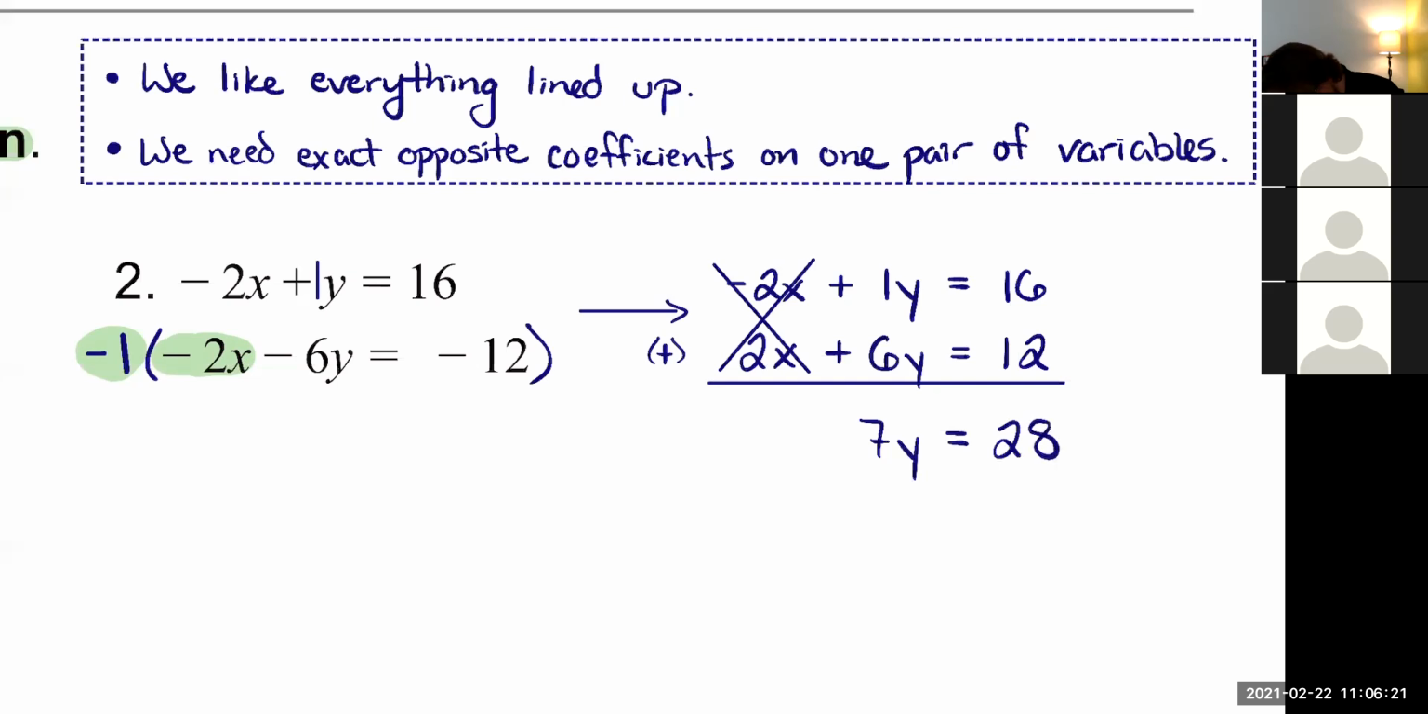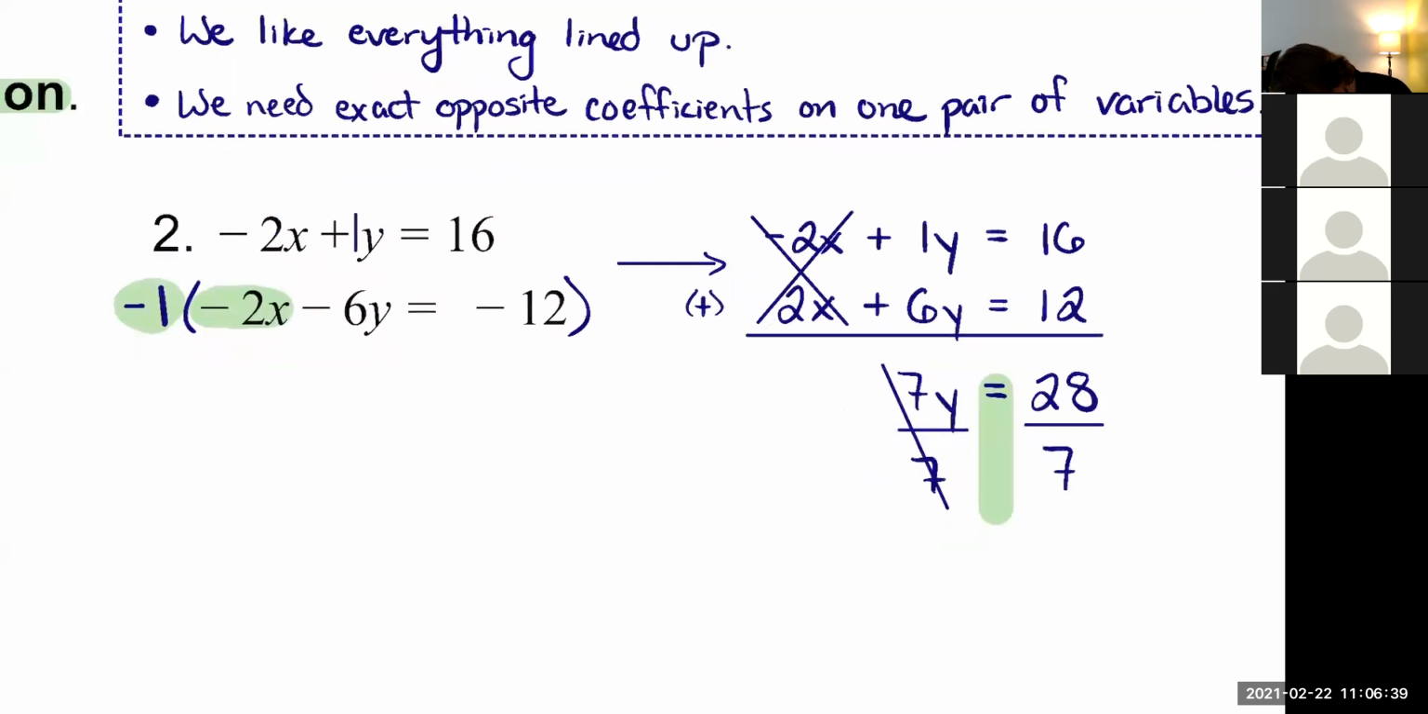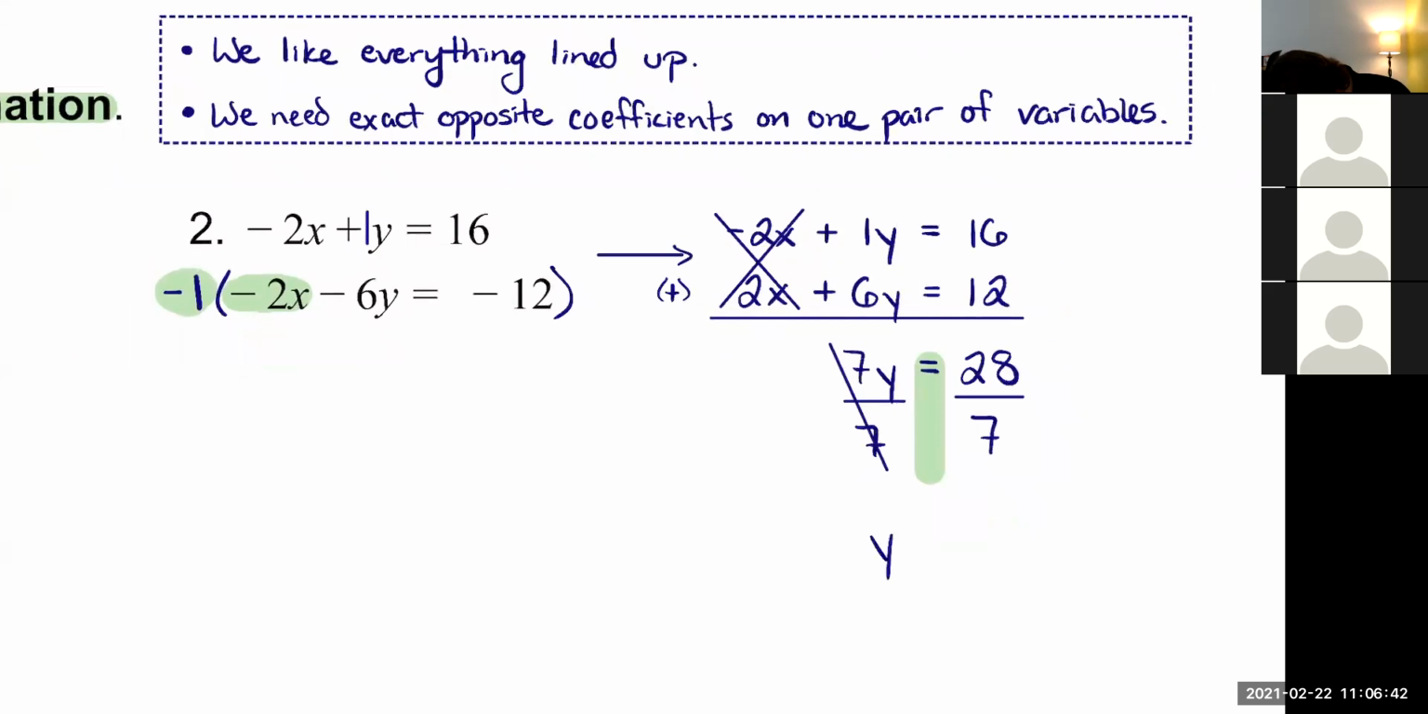And what I'm left with is a one-step equation which I could solve by doing what? Dividing the 28 by the 7. So I get y equals a positive 4. Now, am I done? No. Not quite. Still got to find the other value, the x in this case.